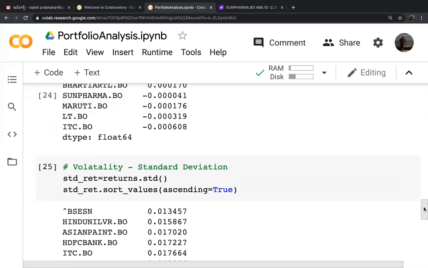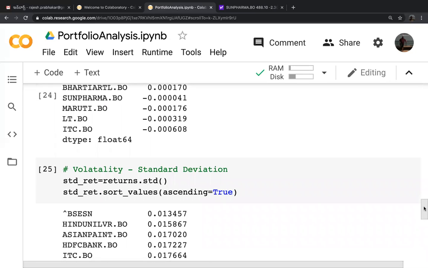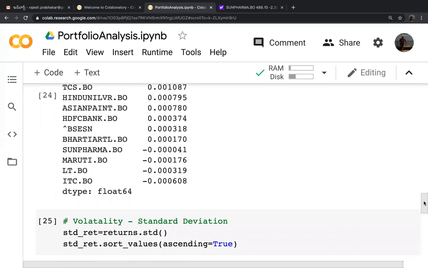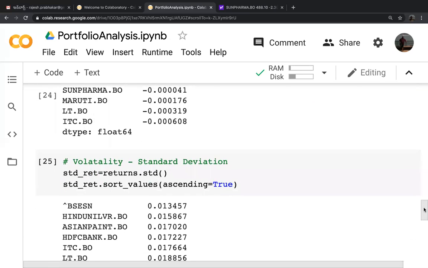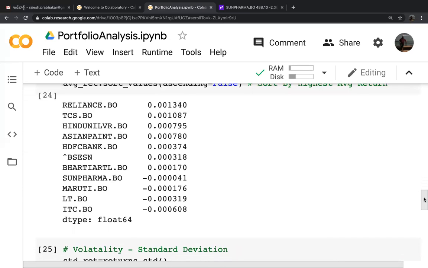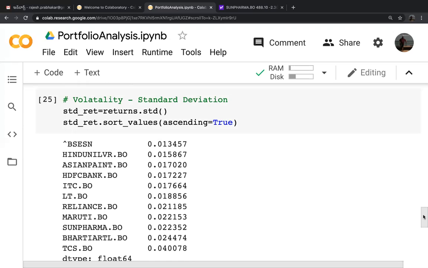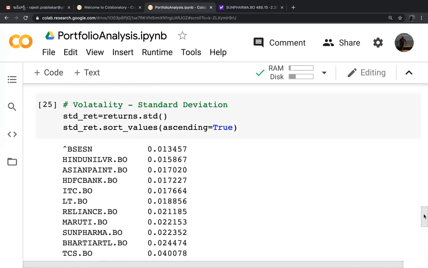Now Hindustan Unilever. See, Hindustan Unilever is number 3 in returns, and in terms of volatility, number 2. Asian Paints is number 4 in returns and also number 3 in volatility. HDFC Bank is number 5 in average returns and number 4 in volatility. So if you look at these volatility numbers, we can say that Hindustan Unilever, Asian Paints and HDFC Bank are good, and even Reliance has only 2% volatility. The volatility is not that much.